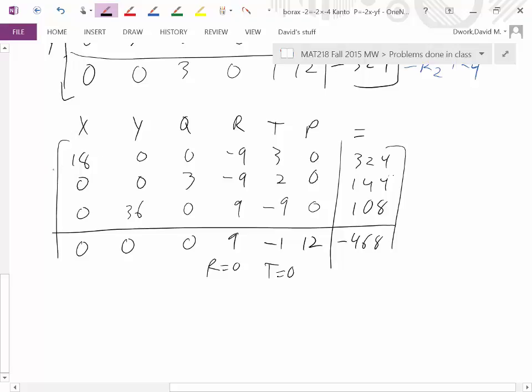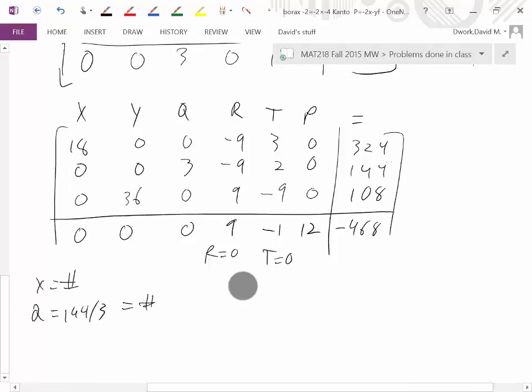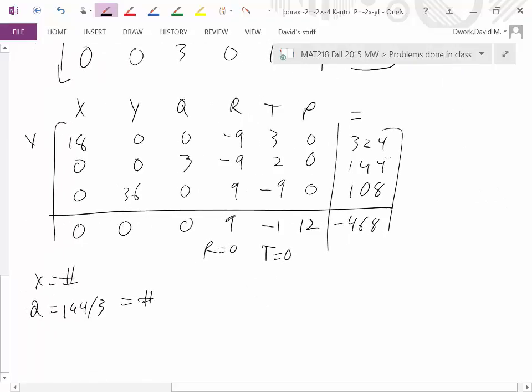324 divided by 18 for our first row, that looks good. X equals a positive number. For our second row, we're going to get Q is equal to 144 divided by 3, that's a positive number. Yay! And apologies, row 1 gave us X, row 2 gave us Q, and row 3 gave us Y. And again, a positive number.